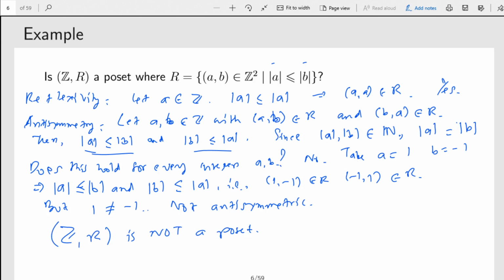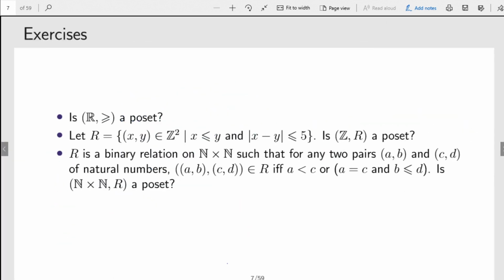So we've seen two examples of posets and two examples of a pair of set and relation that is not a poset. Now we look at three exercise questions. You're given a set and a binary relation on that set, and you determine whether these pairs are posets or not. So have a look at these questions and try answering them before we discuss the solution in the next videos.